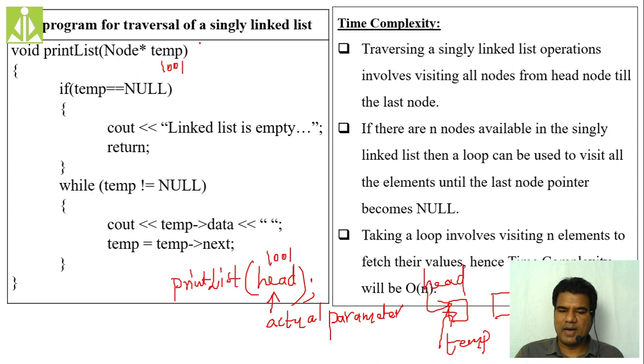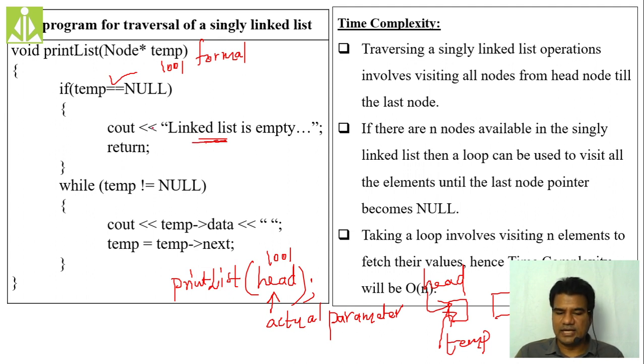This is your formal parameter. Whatever you have inside the actual parameter, that same thing will get copied into the formal parameter. If your head is null, that means your linked list is empty, in that case only your head will become null. Then temp will also become null, and this condition will become true. You will get the message "linked list is empty" on your output screen.